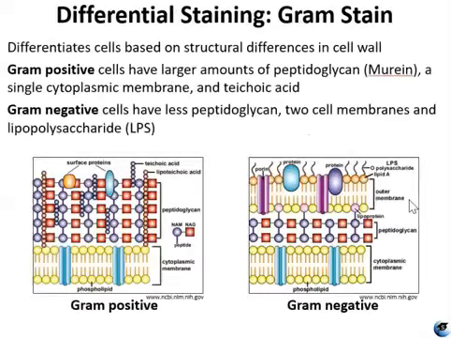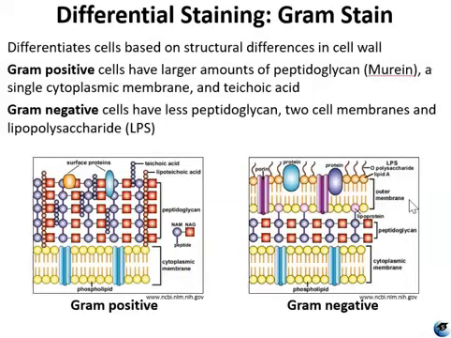The gram stain is a differential stain that is usually the first step in identifying an unknown species of bacteria. Gram-positive cells have larger amounts of peptidoglycan and a single cytoplasmic membrane that also has teichoic acid in it.